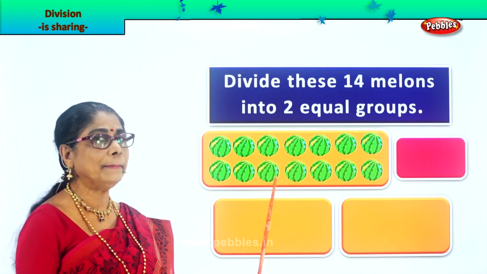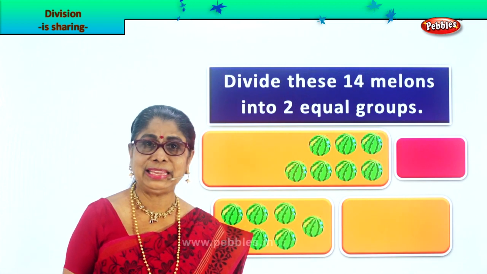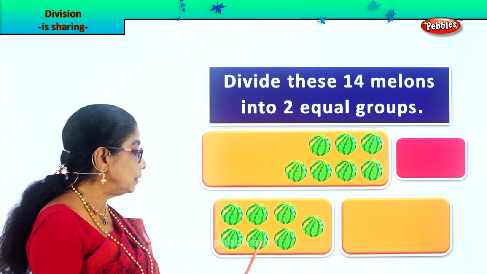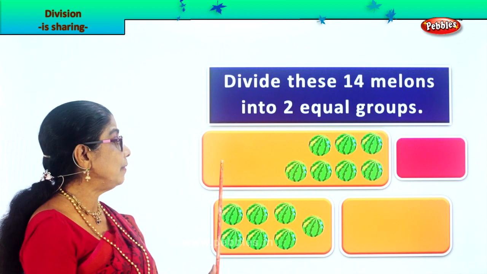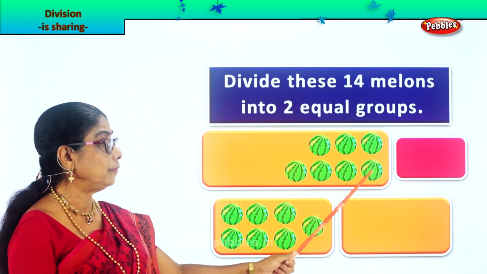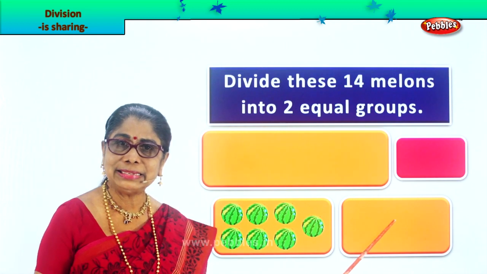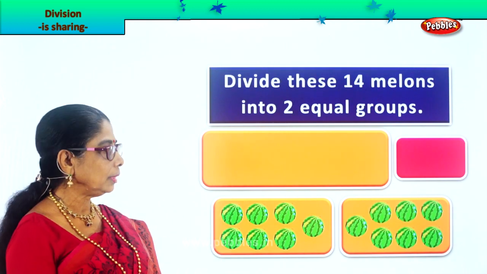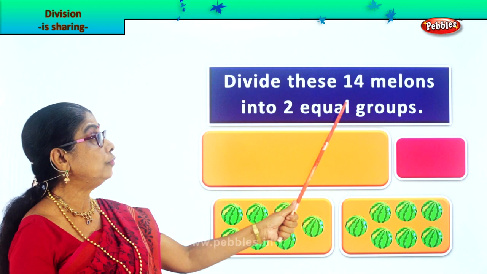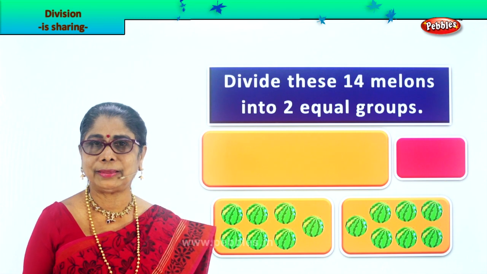Let's take these 7 melons and put them into the first tray. How many? We have to take 7. 1, 2, 3, 4, 5, 6, 7. So we took 7 melons and put them into the first tray. We are left with 1, 2, 3, 4, 5, 6, 7. Let's take the next set of 7 melons into the second tray. Good. Now the big tray is empty. We had 14 melons. We put 7 here and 7 in the second tray.